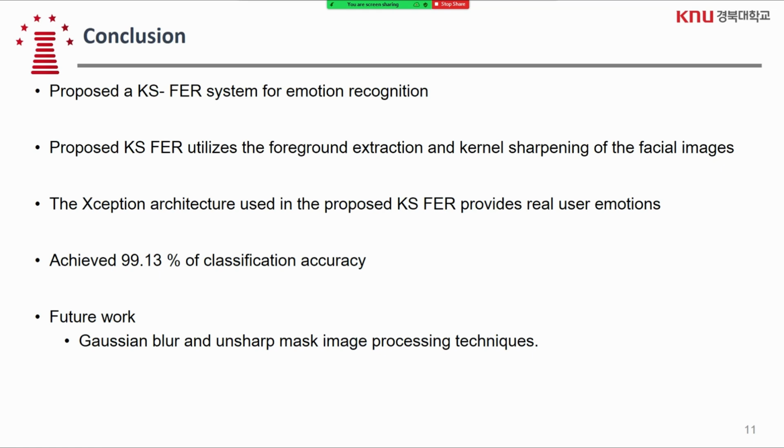So when we conclude our research, we proposed a KS-FER system for emotion recognition. The proposed kernel sharpening FER utilized foreground extraction and kernel sharpening of the facial images, and the Xception architecture used in the proposed KS-FER provides real user emotions and classifies the user emotion accurately, achieving around 99% classification accuracy. In the future work, we have to introduce Gaussian blur and unsharp mask image processing techniques for better accuracy.